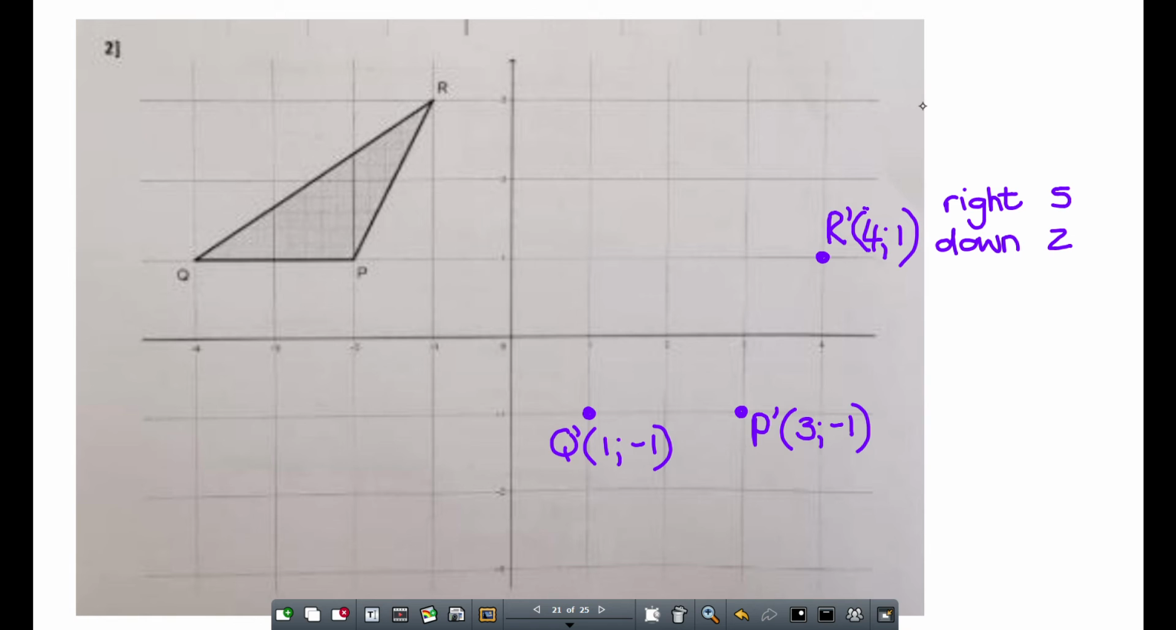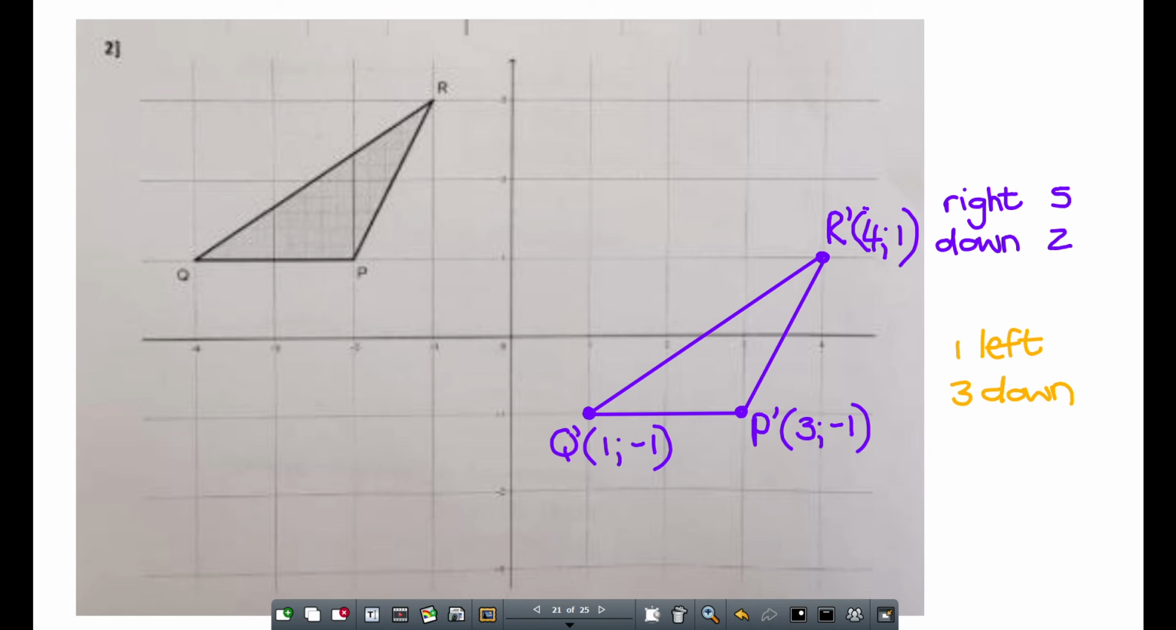Okay, so now all we had to do is connect our dots. There we go. Any questions there? Okay. What was the next one? Translate one left and down three. One left, three down. Okay. From the original PQR.